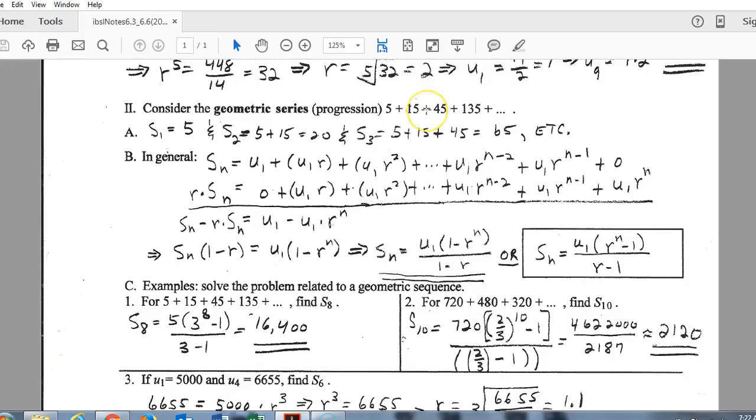You can see by the plus signs that we're dealing with a series. So these are not commas, instead they are plus signs, and that's how we know it's a series instead of a sequence. So just finding the sum.